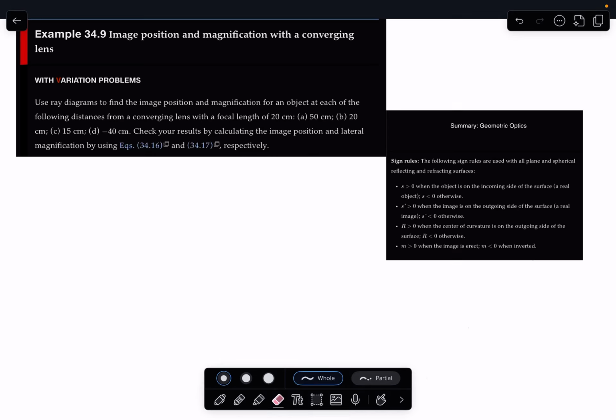So let's do this example from the textbook. I don't think it's listed in the slides. I think that was just an error on my part. I forgot to include it in the slides. But let's do it here. It's some practice with converging lenses and the characteristics of the image formed by converging lenses.